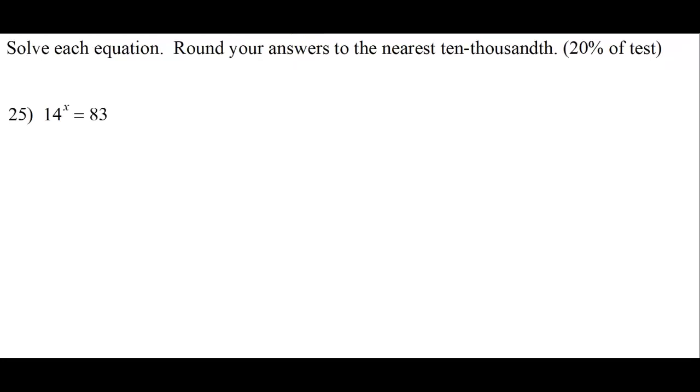Take a look at number 25. So these are exponential equations now. The way you solve exponential equations is by getting rid of the base so that you just have the x left. And the way that you get rid of the base is by logging both sides. And your logarithm should have a base that matches the number that you're trying to get rid of. So in this case, I'm going to log base 14 both sides of the equation.